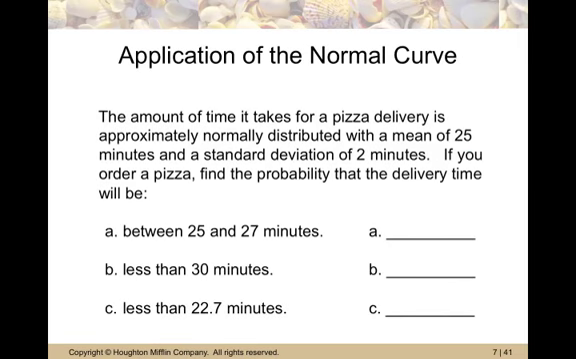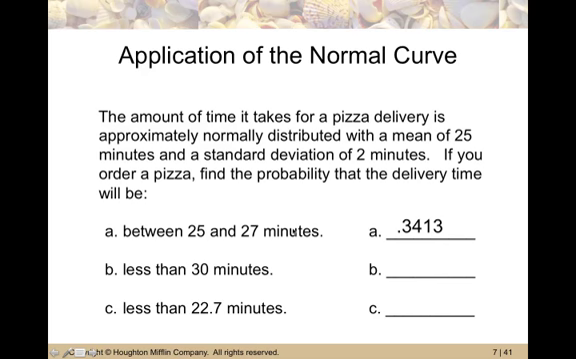Okay, so the amount of time it takes for a pizza delivery is approximately normally distributed with a mean of 25 minutes and a standard deviation of 2 minutes. If you order a pizza, find the probability that the delivery time will be between 25 and 27 minutes. So you need to get the z-scores that go with those. For 25, you're going to have 25 minus 25 over 2, so 0 over 2. So 0, and 27 minus 25 is 2, divided by 2 is 1. So you want the area between 0 and 1 for your standard normal table, and so that'll give you 0.3413.